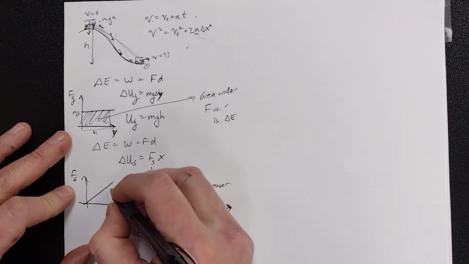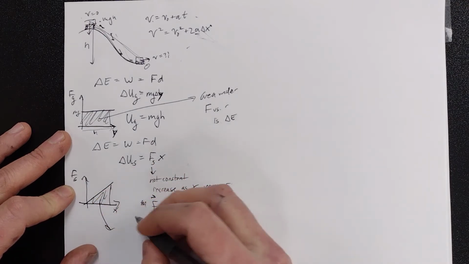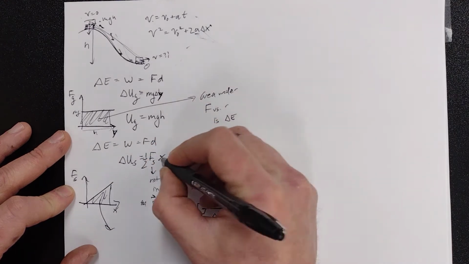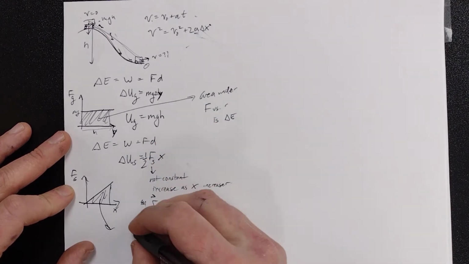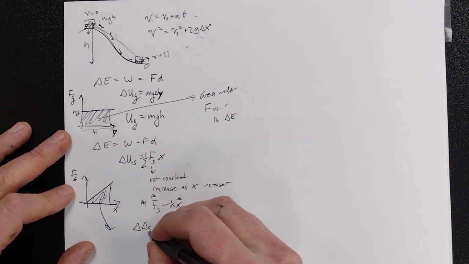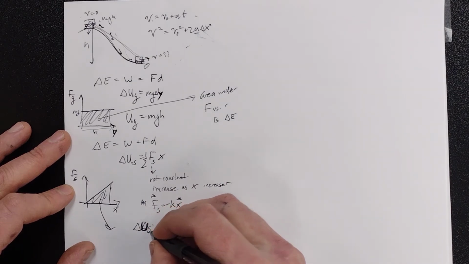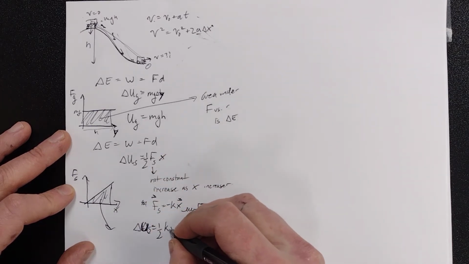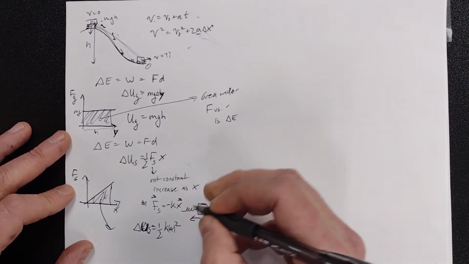Spring potential energy ends up being 1/2 base times height. So it actually ends up being 1/2 of the spring force times x. Or if you put it all together, you get delta US equals 1/2, and putting in kx here, you get 1/2 k x squared. And it really is delta x squared.